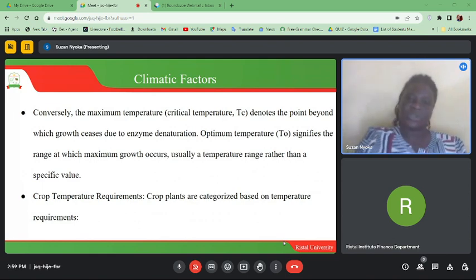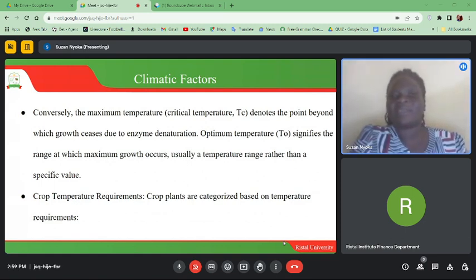Enzyme denaturation. And then optimum temperature, TO, signifies the range at which maximum growth occurs. Usually a temperature range rather than a specific temperature. This optimum temperature is mostly the range at which growth usually occurs.